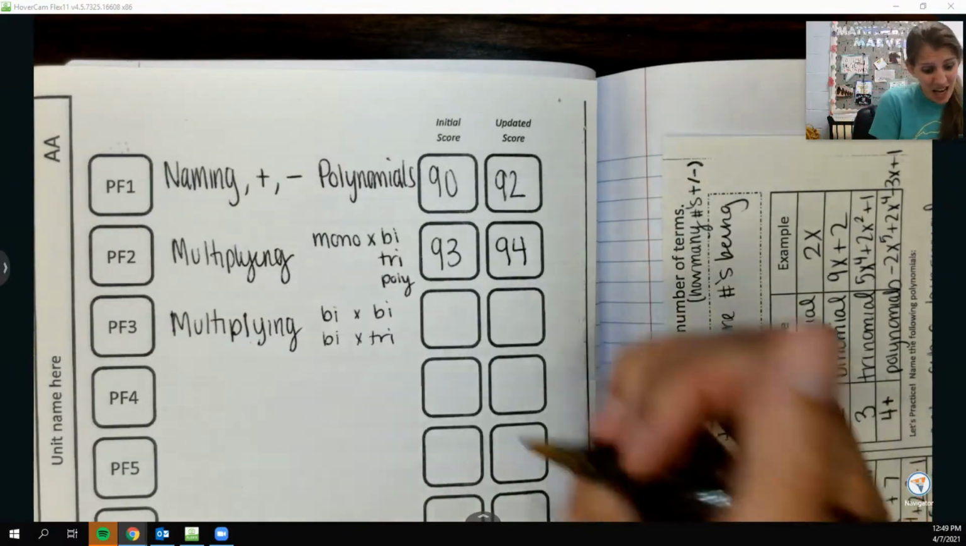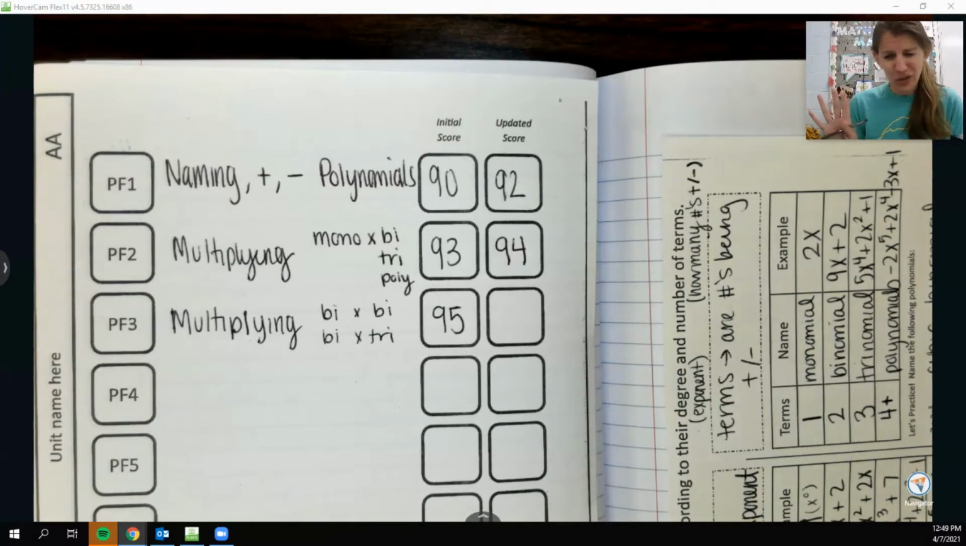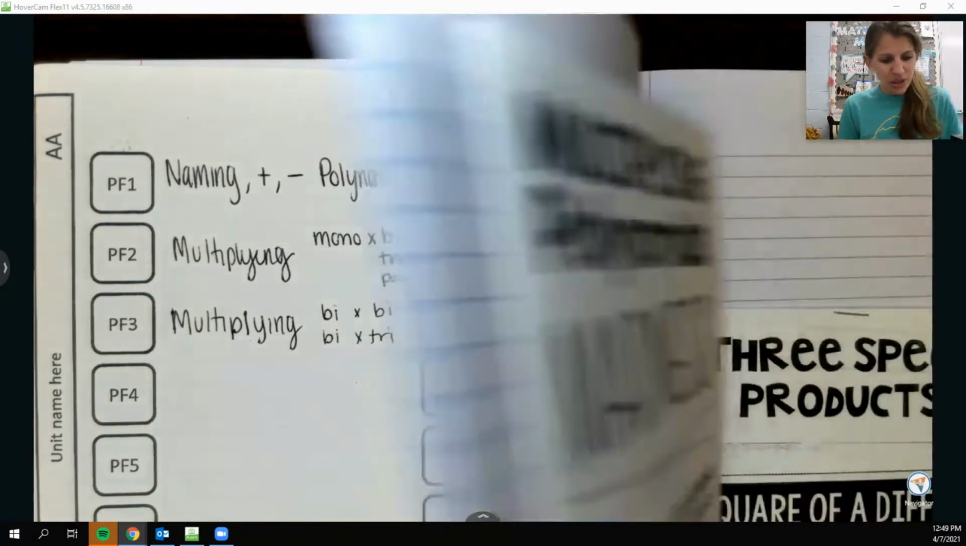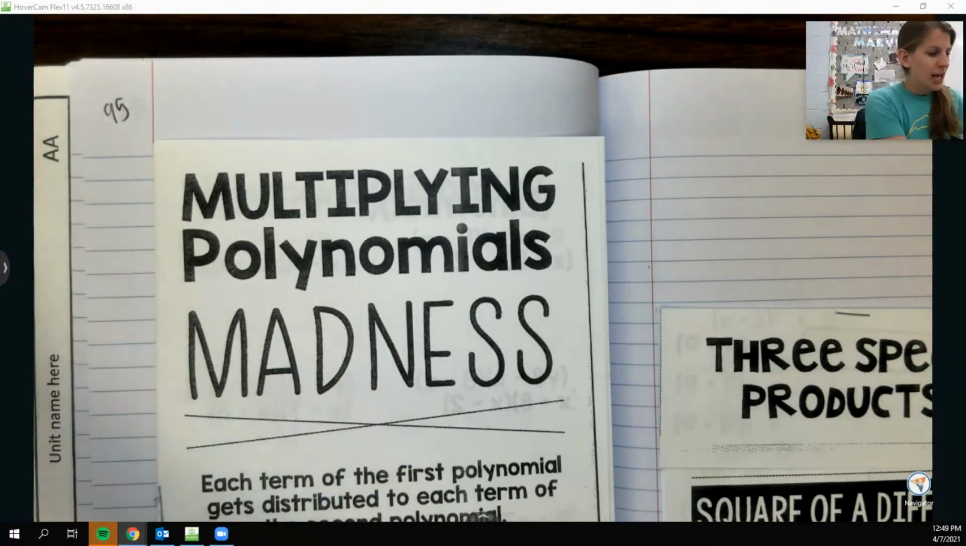And we're going to do that on page 95. Now, 96 across from it is sort of related, but we'll talk about that separately. So if we turn to page 95, we have this great little booklet right here where we are going to do some multiplying madness.